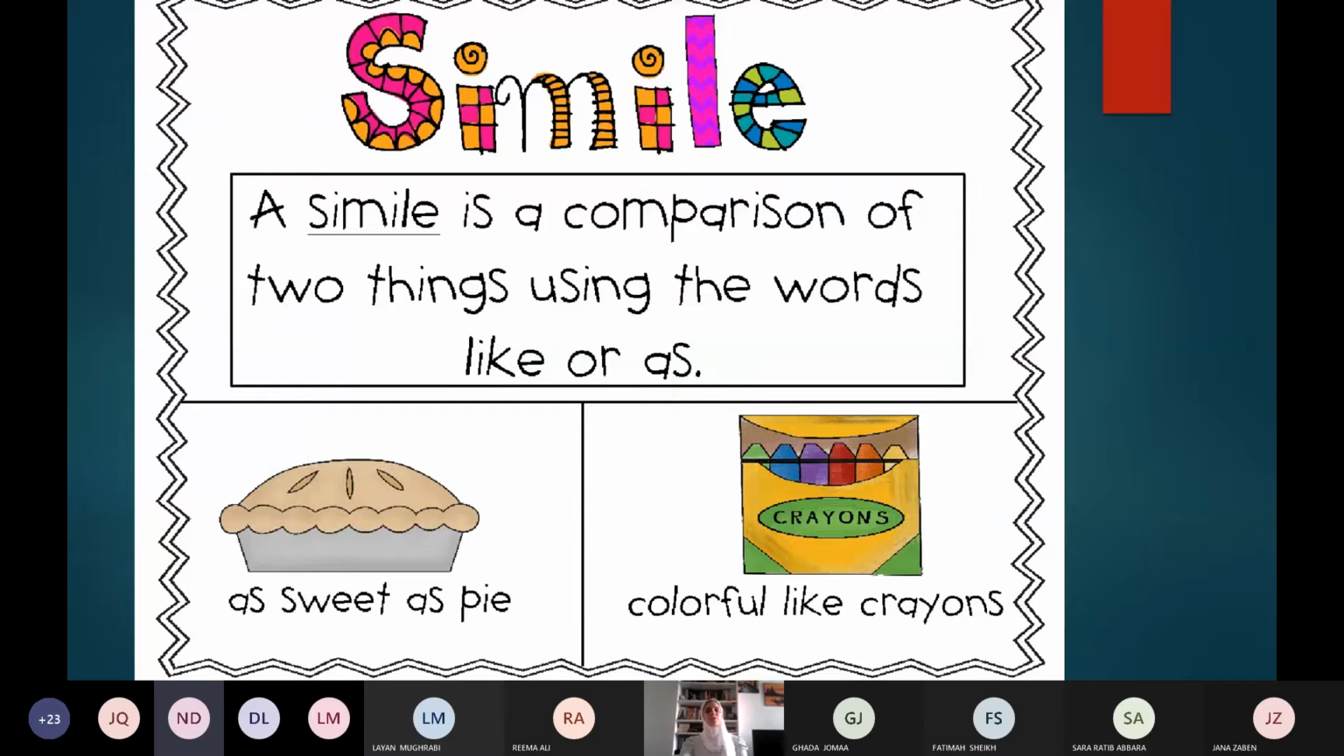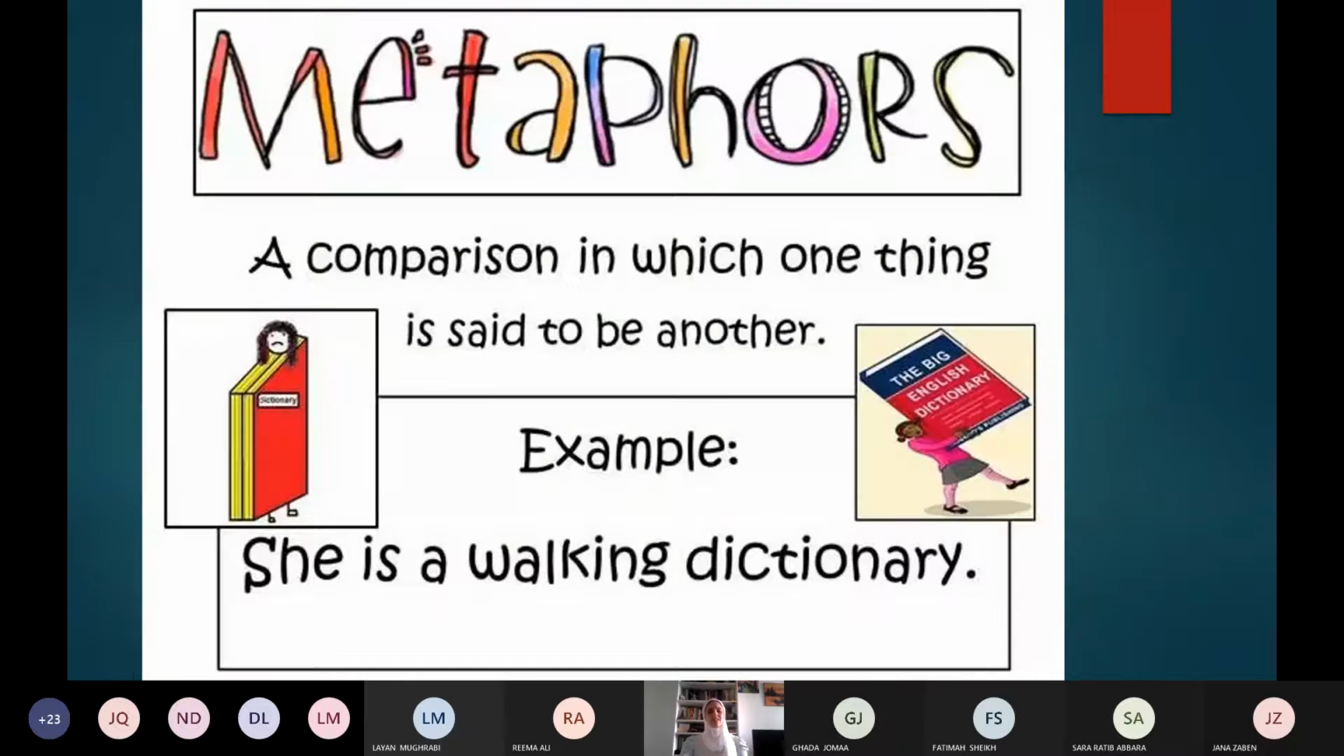Yes, miss. Number 2, simile. And you know simile, right? When I compare two things using like or as: sweet as pie, colorful like crayons. Simile uses as or like. Metaphor is the same as simile, but without using as or like. When I say she is a walking dictionary, I compare her to a dictionary without using as or like.